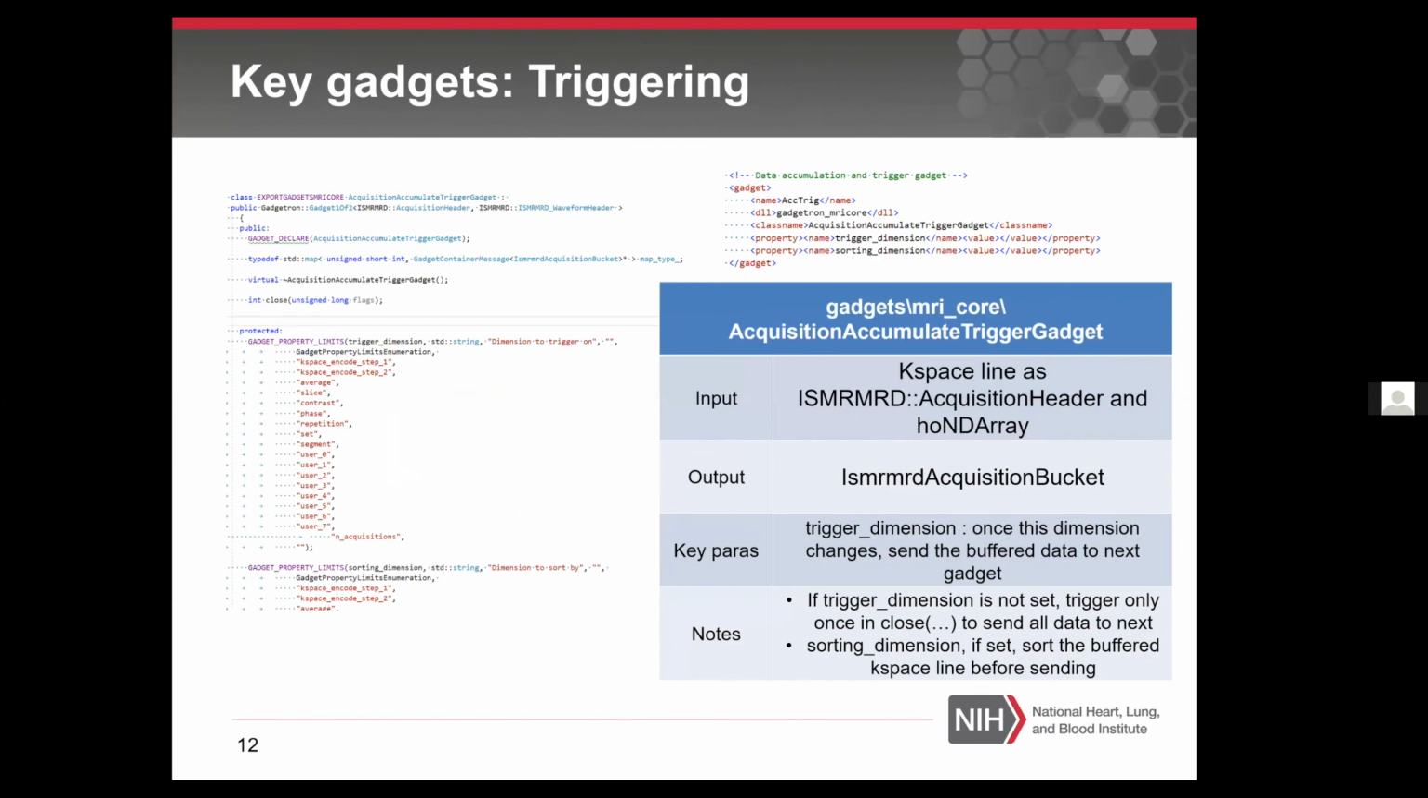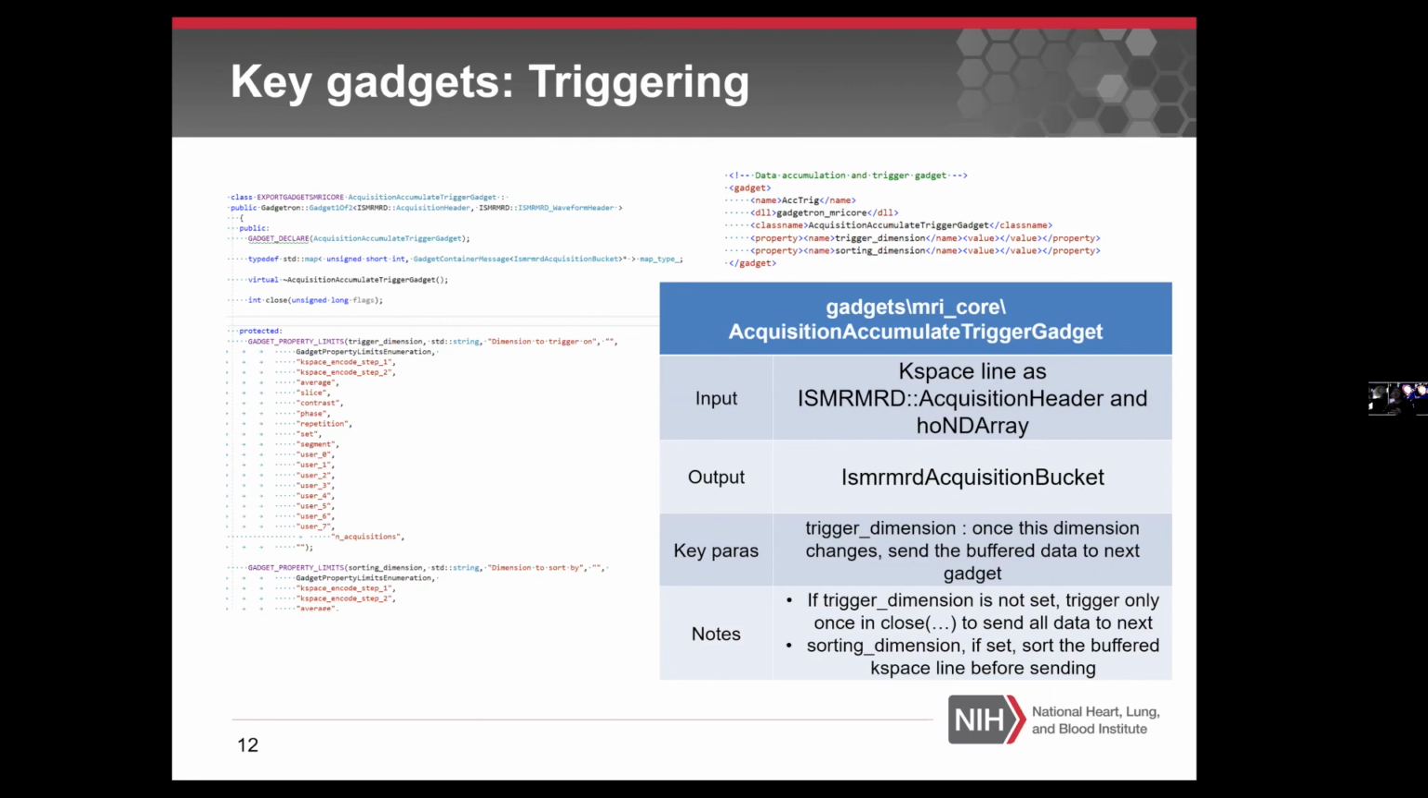Okay, so this is the acquisition trigger gadget. What this gadget does is receive every Kspace readout. You can see the gadget is defined for acquisition header or waveform. Then depending on the trigger dimension we define, it will put all the Kspace data into that bucket, the ISMRMRD acquisition bucket structure, then send it downstream.